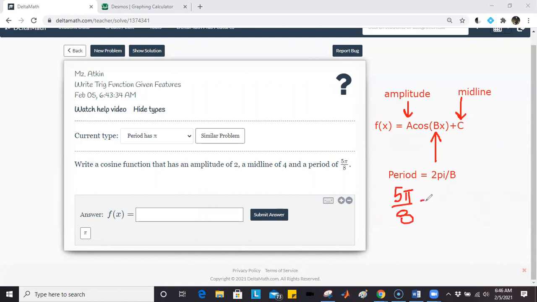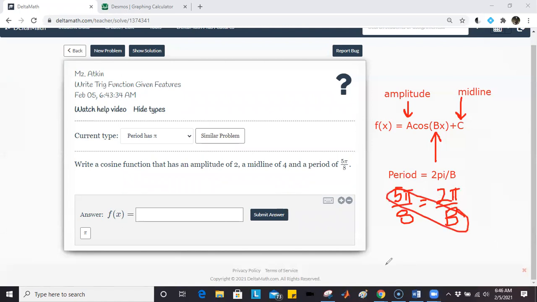So let's set that equal to our 2 pi divided by b. And we're going to solve this equation for b. For pre-calc scholars, not going to be a problem. We see a fraction equaling a fraction. Let's just do some cross multiplying, shall we?